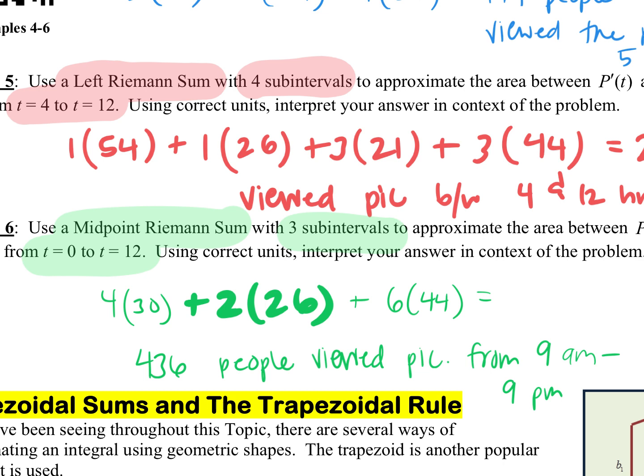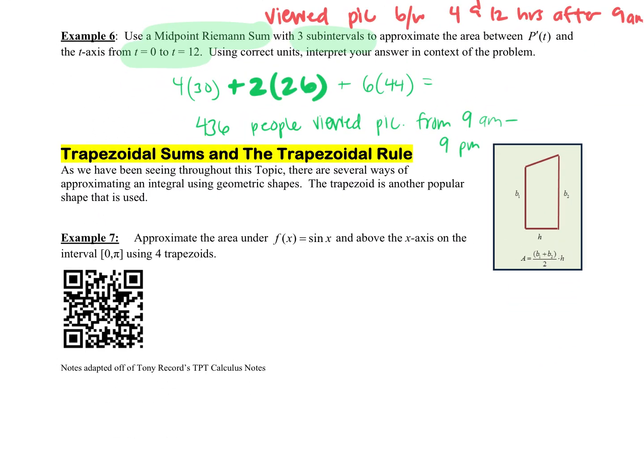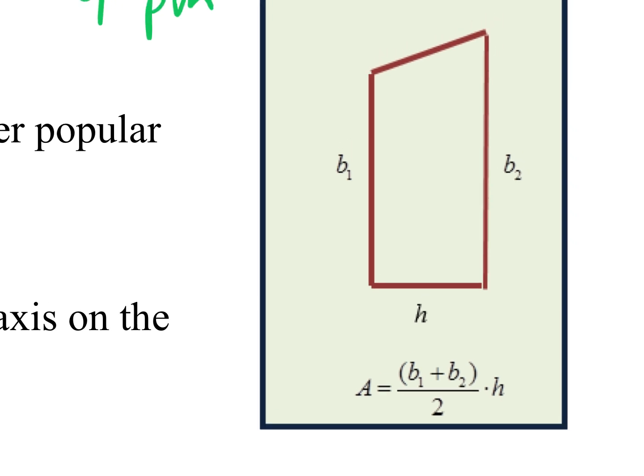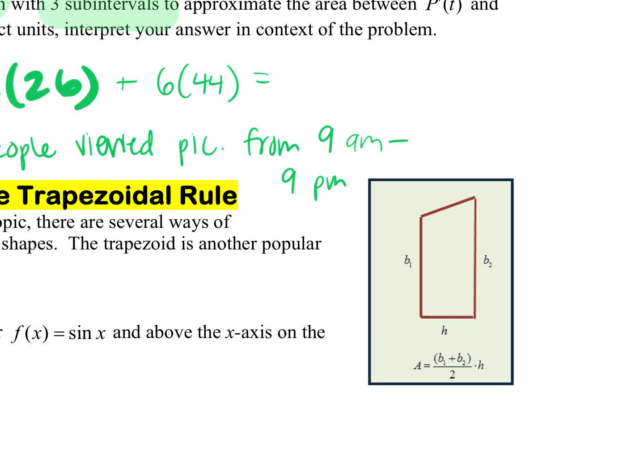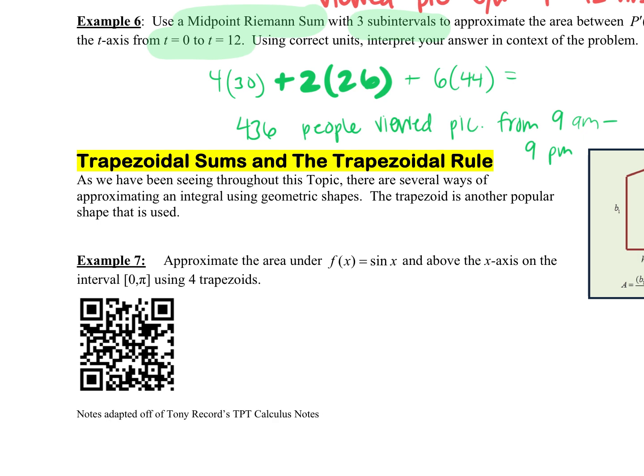All right, now we've got trapezoids. If you forgot your formula for a trapezoid, it is right here for you. You take the bases, add them together, divide by 2, and times that by the height. Trapezoids just allow us another way to approximate things. I could have sworn there's another approximation phrase for it as well, but I don't know what it is.